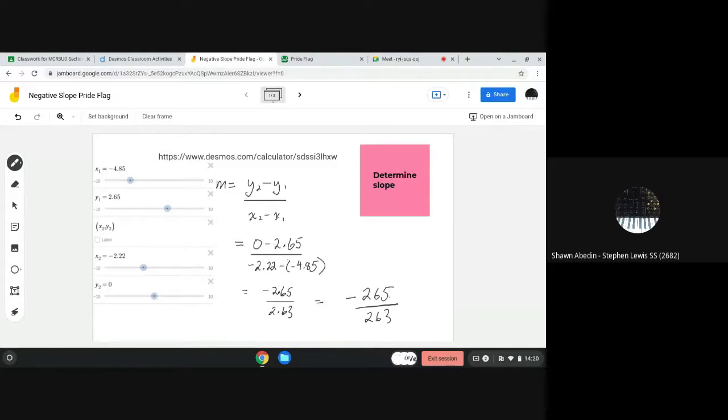I'm showing the same information here, where I substitute it into the formula, I evaluate, and then here we have this awkward fraction with decimals, and I just multiply top and bottom by 100 and end up with the same value. I'll share this Jamboard as well later on.